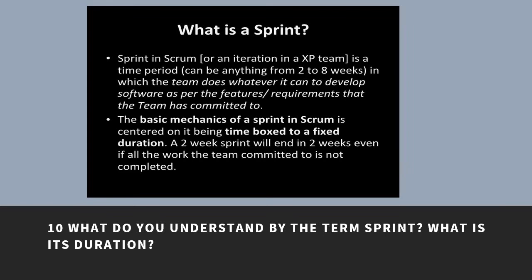What do you understand by the term sprint? What is its duration? A sprint in Scrum is a time period that can be anything from 2 to 8 weeks, in which the team does whatever it can to develop the software as per the feature requirements that the team has committed to. The basic mechanics of a sprint in Scrum is centered on it being time boxed to a fixed duration. A 2-week sprint will end in 2 weeks even if all the work the team committed to is not completed.